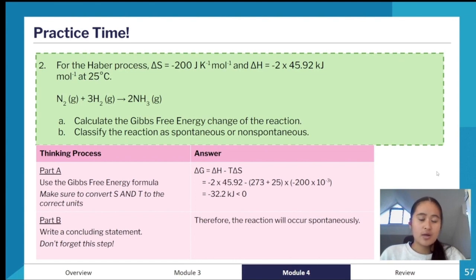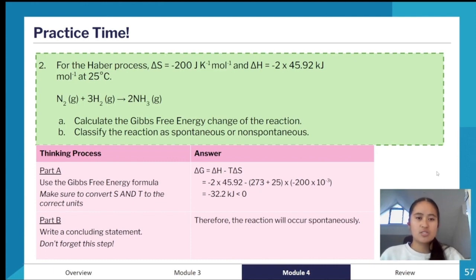Sometimes there'll be extra bits and pieces you might need to do. You might need to calculate delta H using your delta H equals Q on N and then Q equals MCAT. Those formulas, you might have to use that and then use your delta H to be a part of the Gibbs free energy formula.